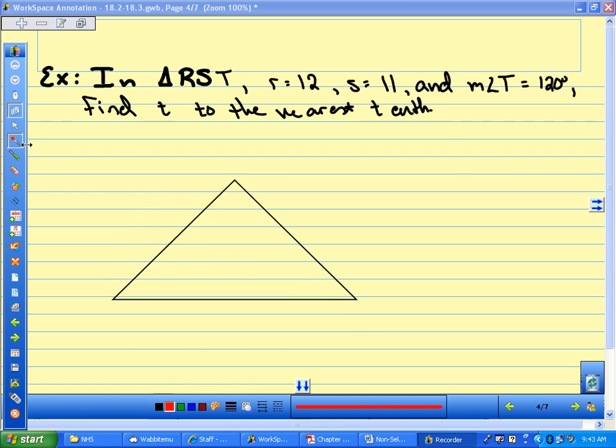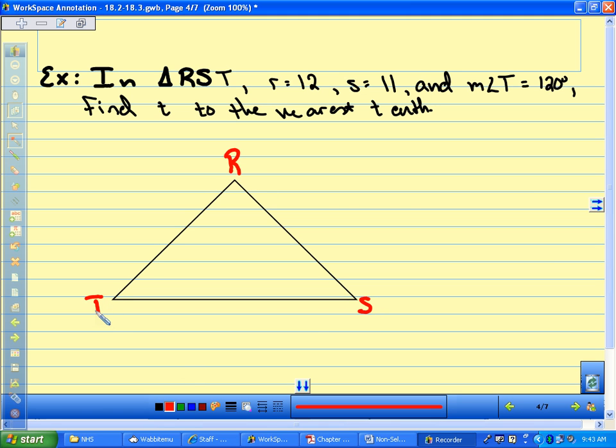This is going to be triangle RST. Does it matter where we put the R, the S, and the T? Absolutely not. So I'm going to call this one up here R, over here S, and T, clockwise around, RST. So where would little r be? Between S and T. So here's little r, which we know is 12.